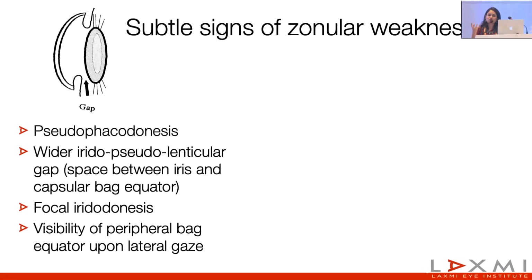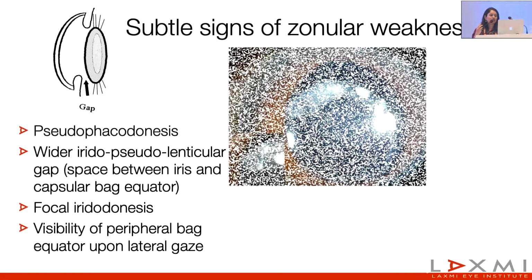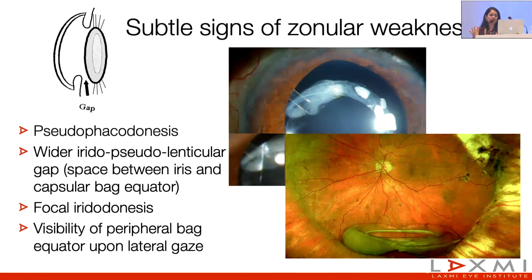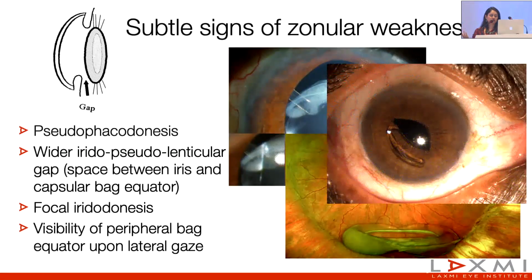So you could see pseudophacodonesis. You may see that the iridolenticular gap is more. You can ask him to look on either side, on lateral gaze, and you may see that the bag equator is seen very well. There could be focal iridodonesis, but then you may also see a frank dislocation right into the vitreous, or you could just see some haptic in the anterior chamber.